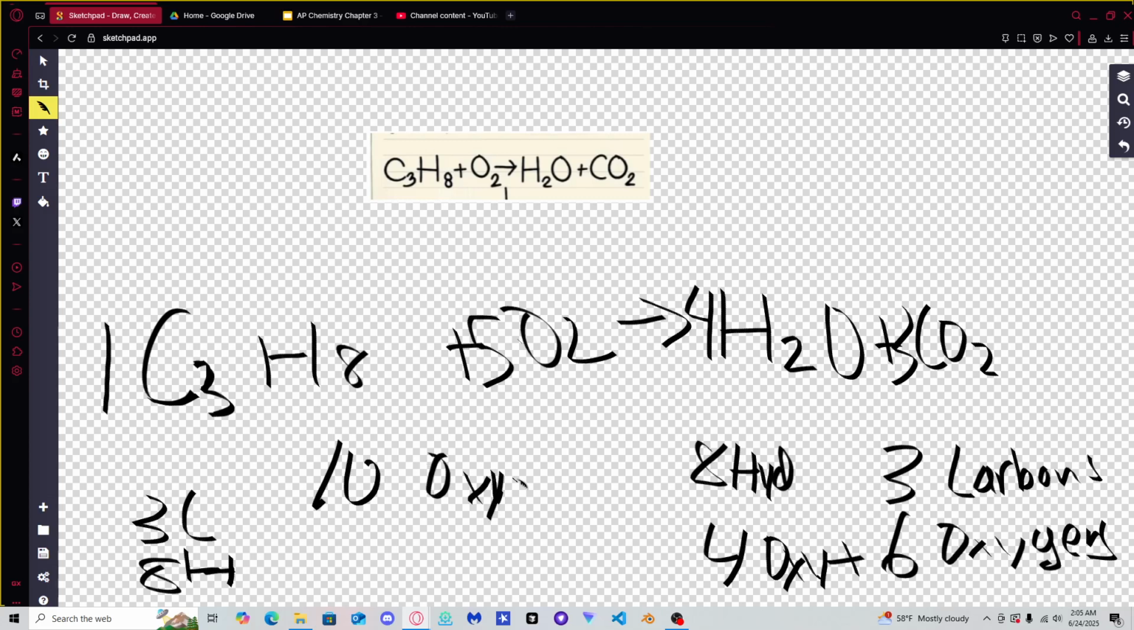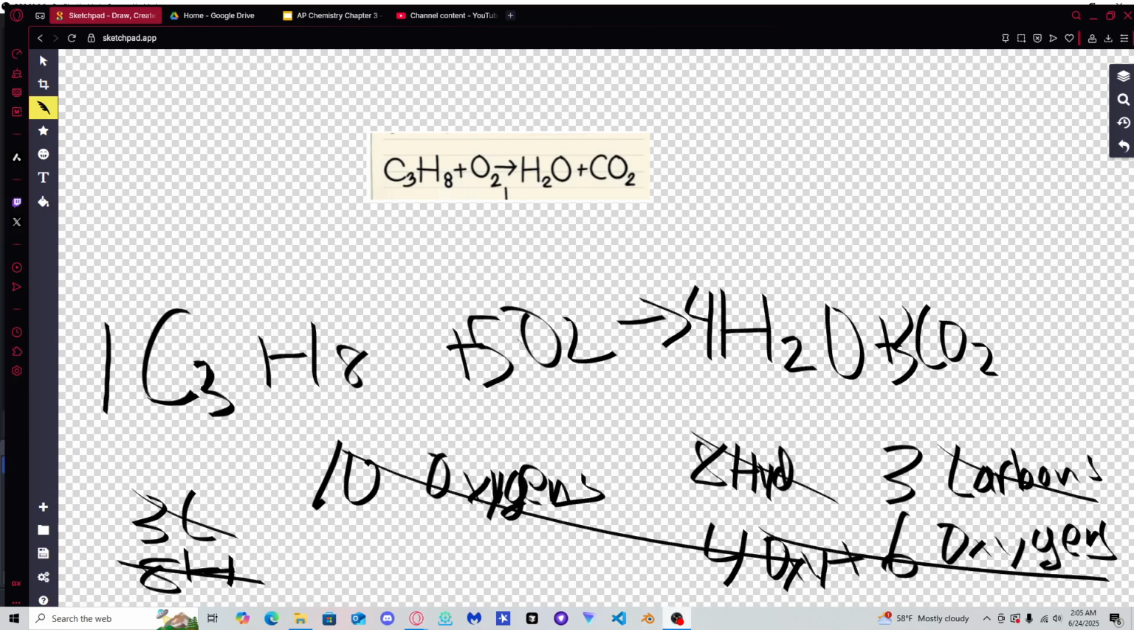And to finally check if your stoichiometry or reaction coefficients are correct, simply see if you can cancel everything out. So we have 8 hydrogens that reacted, 8 hydrogens that formed, 3 carbons reacted, 3 carbons on the right side, 10 oxygens and 10 oxygens. And that is simply the beauty of balancing chemical reactions.